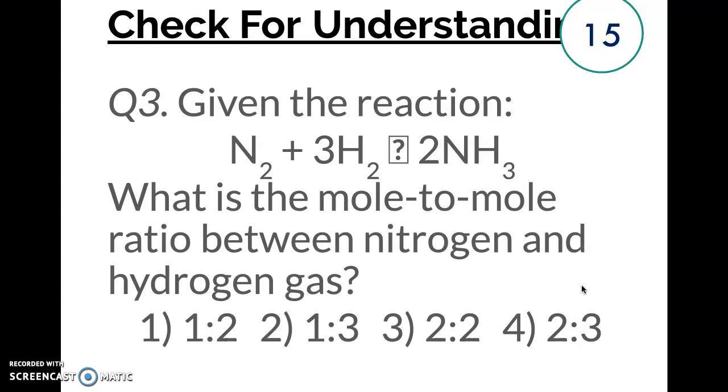Given the reaction N2 plus 3H2 yields 2NH3, what is the mole-to-mole ratio between nitrogen and hydrogen gas? So how many moles of nitrogen do we have, and then compare that to the moles of hydrogen we had. The previous question asked us how many moles of nitrogen we have, which is 1. And then the question after that asked us how many moles of hydrogen we have, which is 3. So you're just going to put that in a ratio format, which is 1 to 3. If you answered choice 2, you are correct.